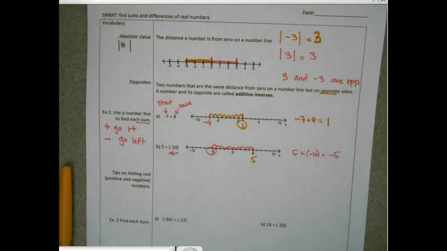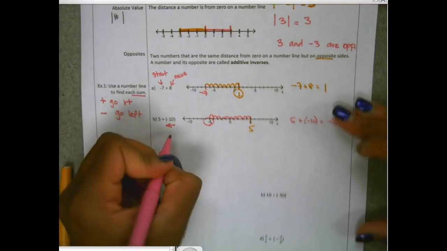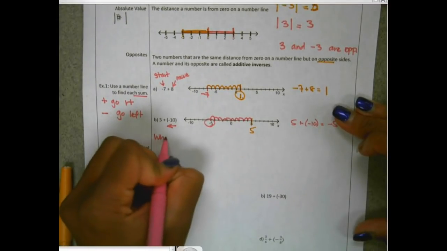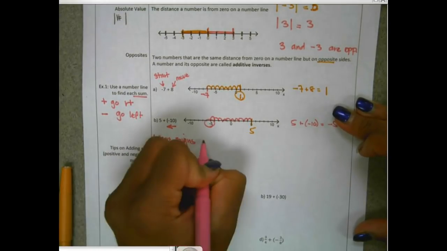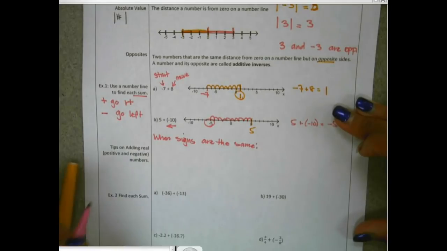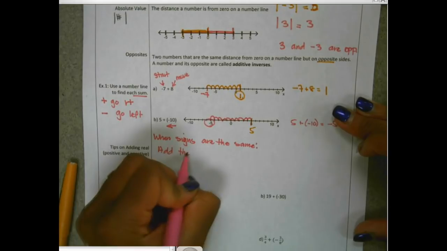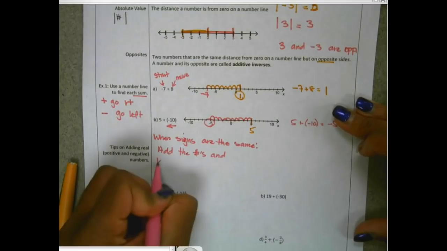So some tips for adding real numbers, positive and negative numbers. When I say real numbers, that's what we're talking about. Well, you have two different scenarios. Scenario 1 is when the signs are the same. Write this down. What do we do? Well, we are going to add the numbers and we're going to keep the sign.